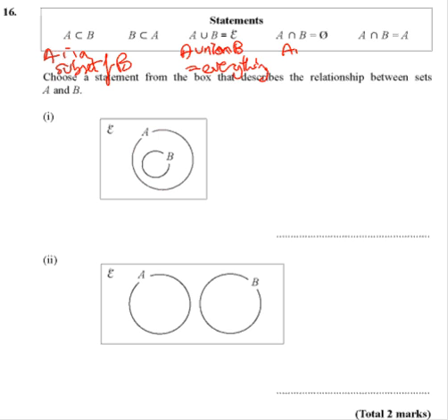The second one says A intersection B equals nothing, 0 the empty set, or 0 with a line through it, like sort of Swedish O. And then this one says that A intersection B equals A.